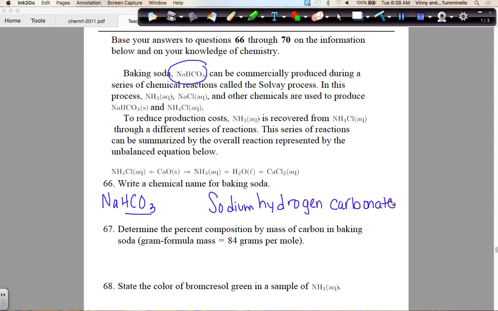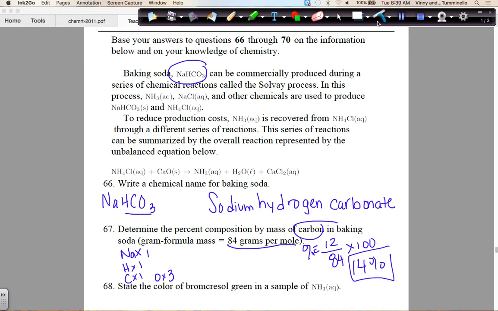For number 67, it says determine the percent composition by mass of carbon in baking soda, and they gave you the overall mass, which was 84 grams per mole. So we're going to say, okay, so the formula has Na times 1, H times 1, C times 1, and O times 3. All they want is the percent by mass of carbon. So we're going to put the mass of one carbon over the total mass of 84 and multiply by 100. And this comes out to be 14%.